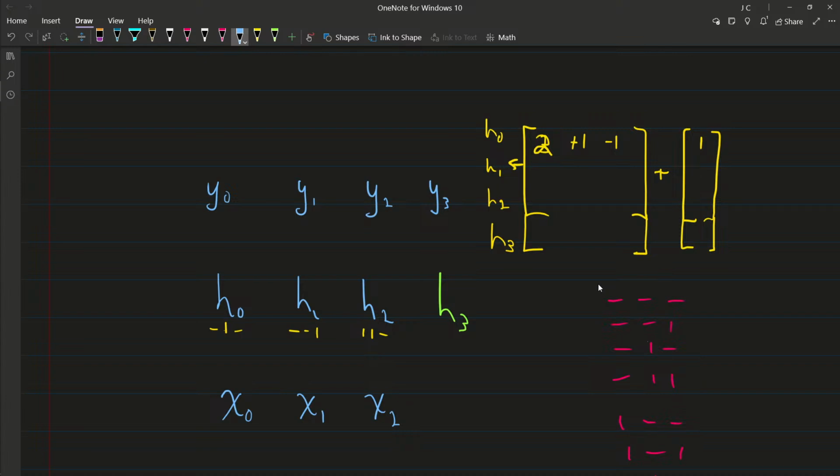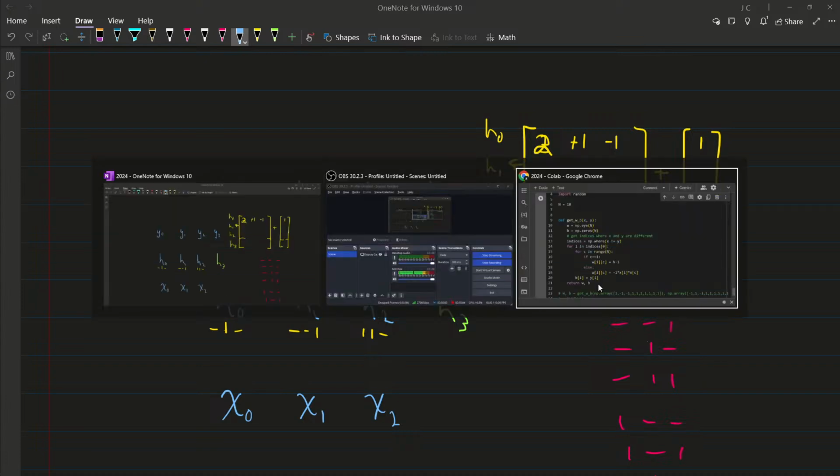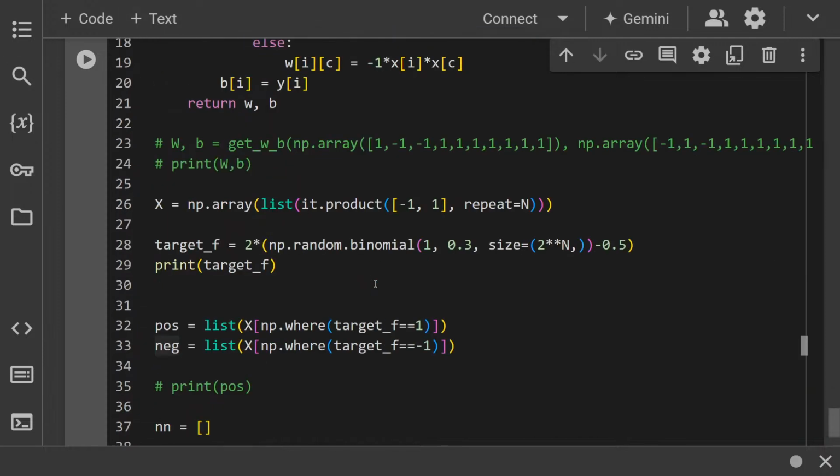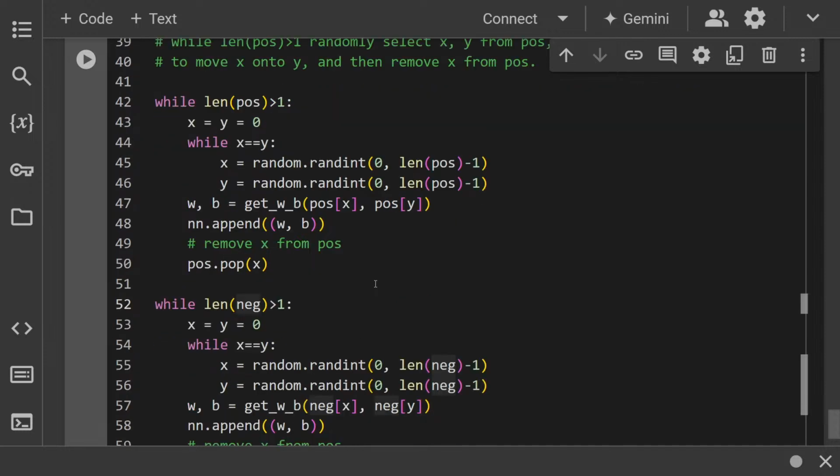It might be helpful from the perspective of one way to optimize this construction algorithm. Because we're literally just picking random x and y, and then we're mapping x onto y, where x and y have the same output label.